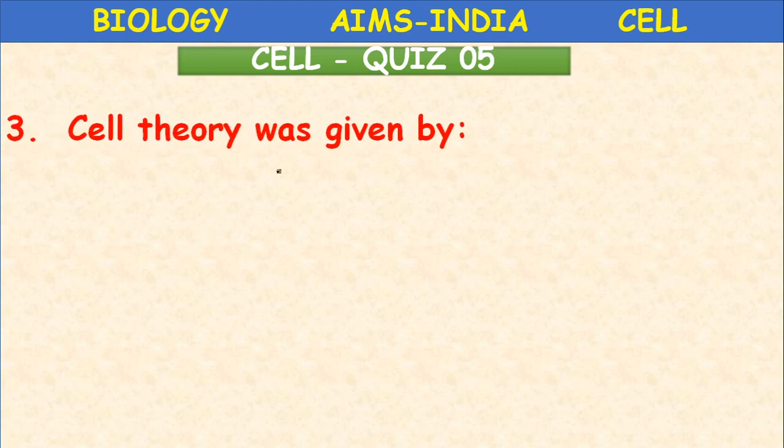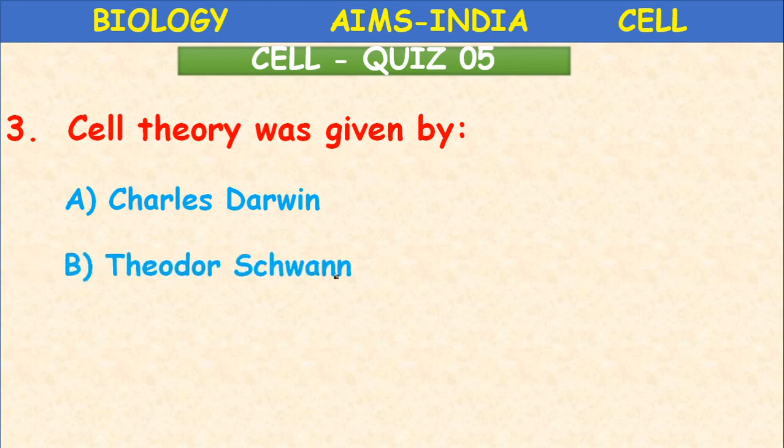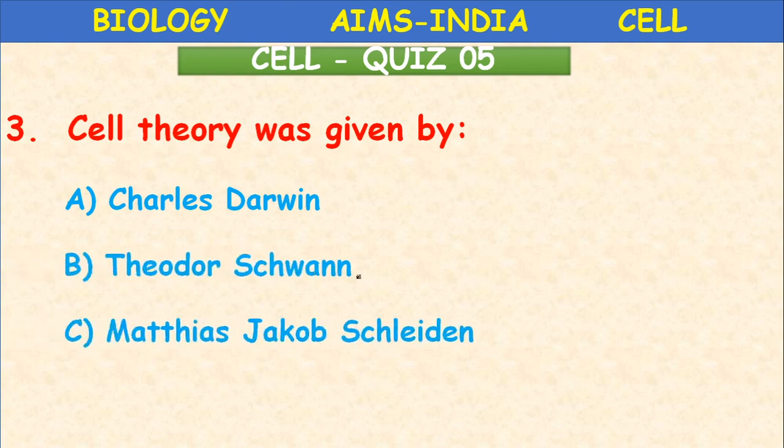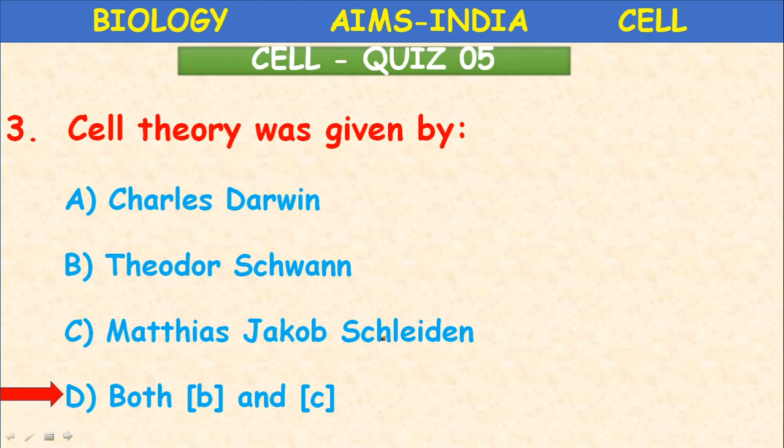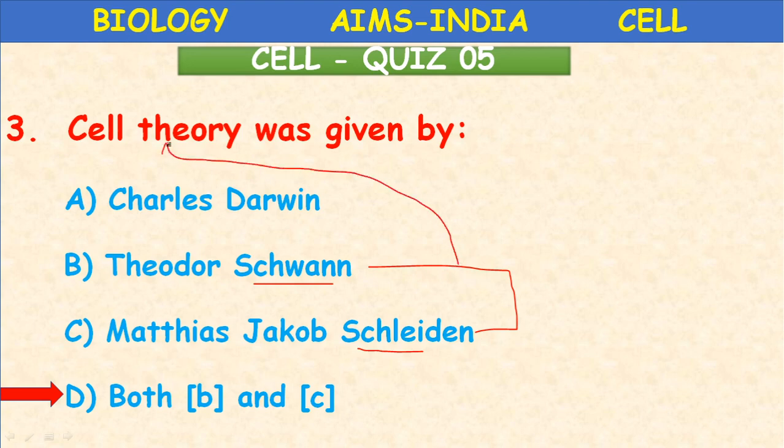Cell theory was proposed by Charles Darwin, Theodor Schwann, Matthias Jakob Schleiden. Okay, what is the correct answer here? Cell theory was proposed by, yes, both Schleiden and Schwann. Schleiden was a botanist, Schwann was a zoologist. Both put together a theory called cell theory. They proposed cell theory, according to which all living organisms, plants and animals, are made up of structural and functional units called cells.